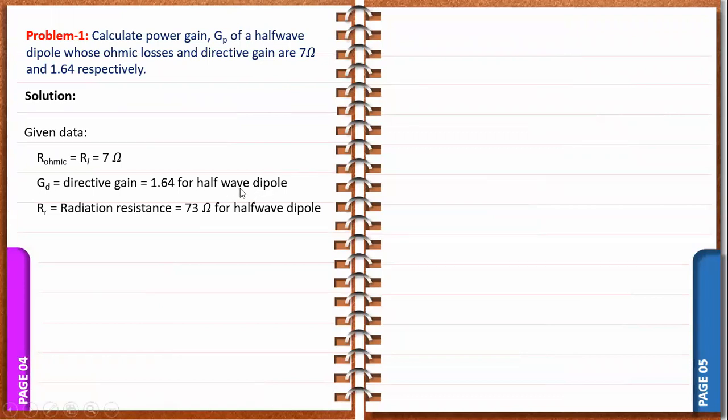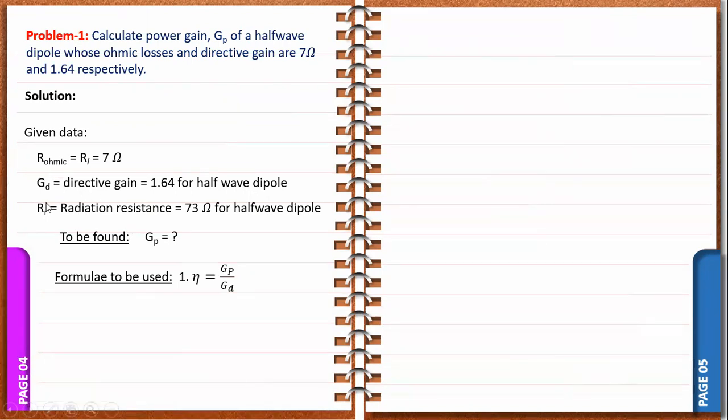Now for the half wave dipole, the radiation resistance is given by 73 ohm. So we have to remember this. The radiation resistance of the half wave dipole is 73 ohm. Now what is to be found, we have to write. So what is to be found is the power gain as mentioned in the problem. Now we have to write the formulas to be used. If we look at the given data, we will come to a conclusion about what formulas have to be used.